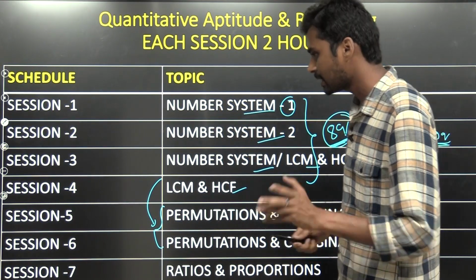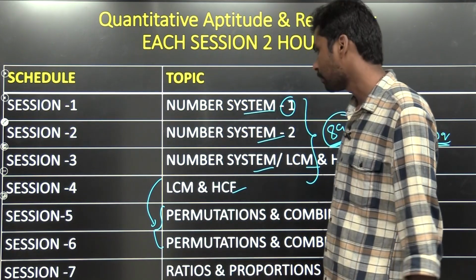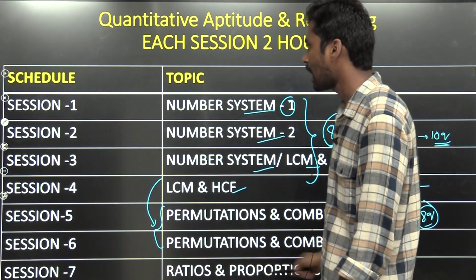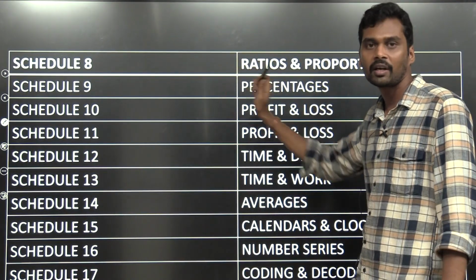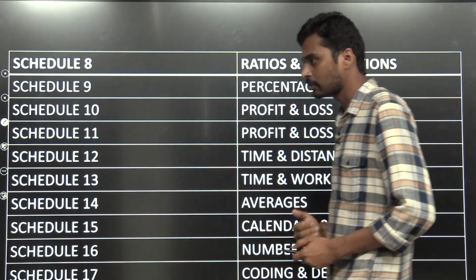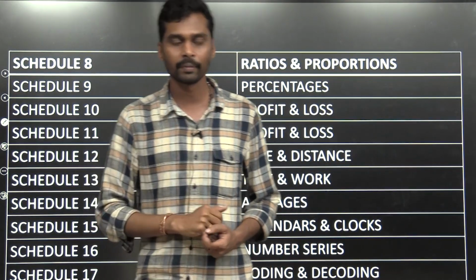The next topic is ratios and proportions. That will be scheduled for schedule 7 and schedule 8. Ratios and proportions is another important topic.